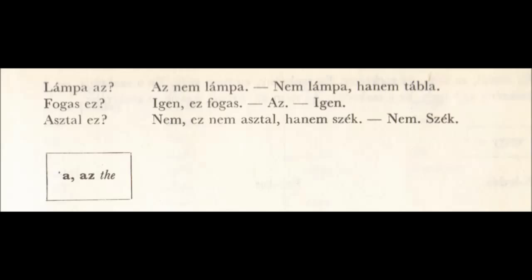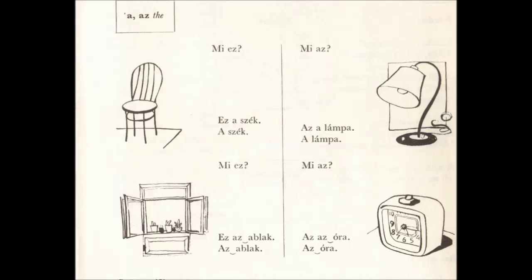Is this a lamp? Lámpa. Az nem lámpa. Isn't that a lamp? No, it's not a lamp, but a tábla. And a tábla is a checkerboard. Tábla. And we have a chair and we have a lamp again. Ez a szék. Get that right again, chair. Very difficult pronunciation. Szék. Ez a szék.